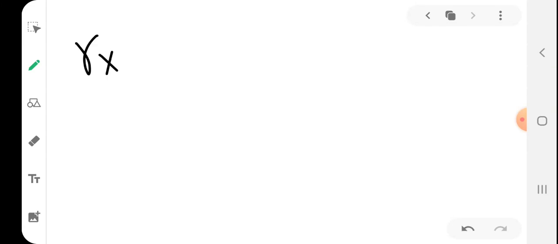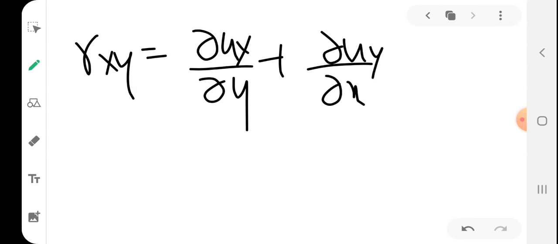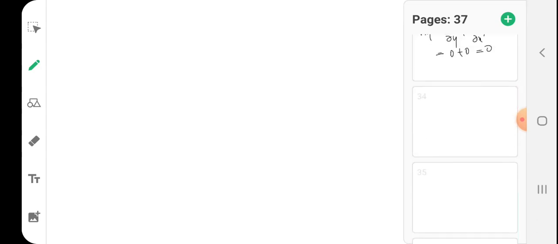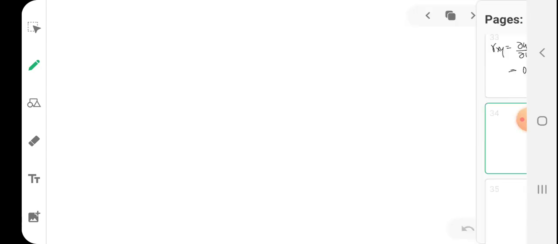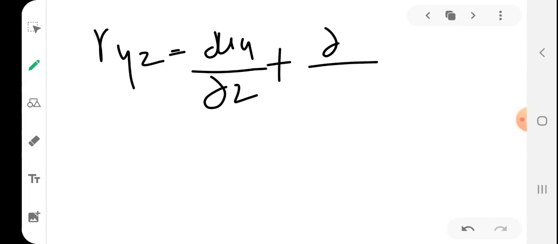Now you can write gamma xy will be ∂ux/∂y plus ∂/∂x of uy, right. Since these two values are 0, you will get gamma xy equal to 0. Similarly, gamma yz equal to ∂uy/∂z plus ∂/∂y of uz. It will again be 0, right.